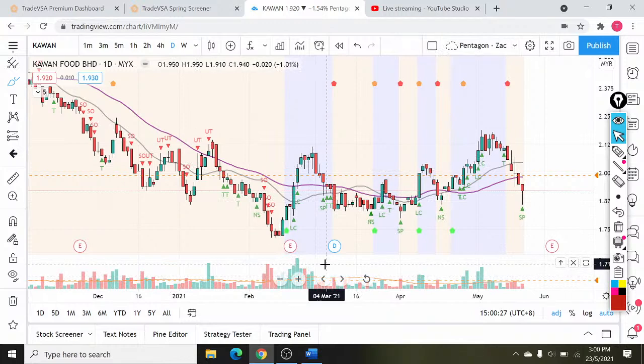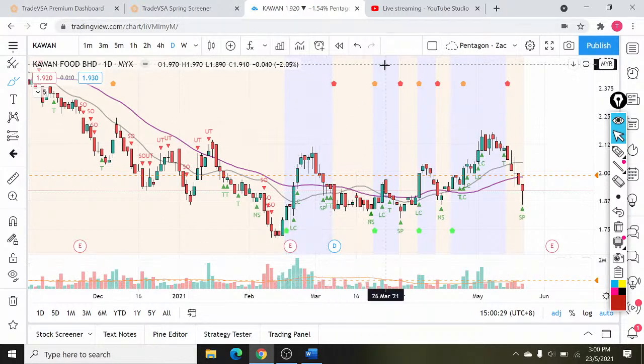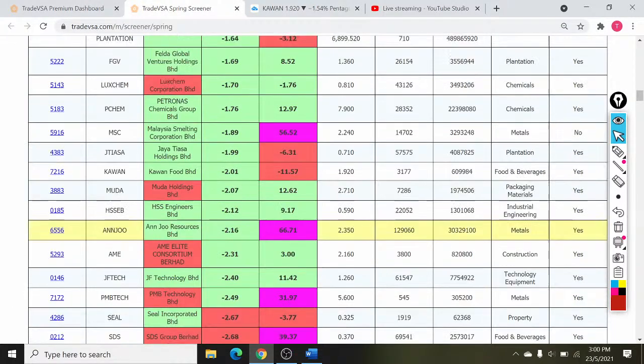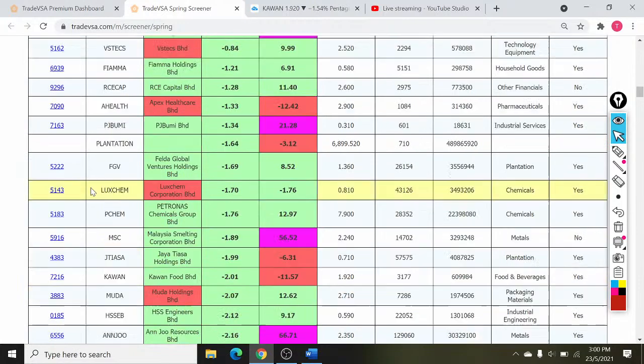So hopefully most of you will get the setup over here for Kawan. So let's go into the other setups. Let's try the last counter.